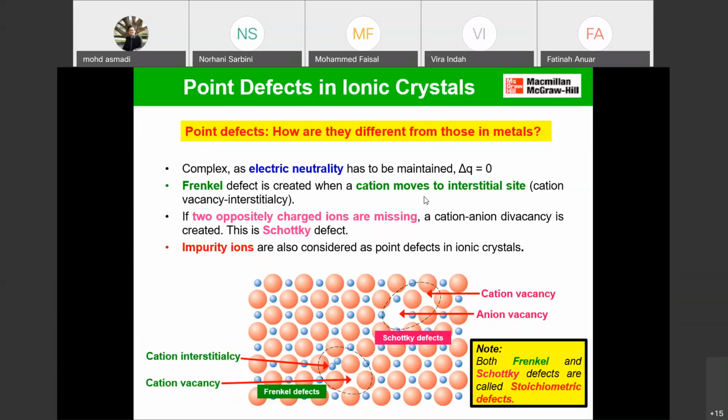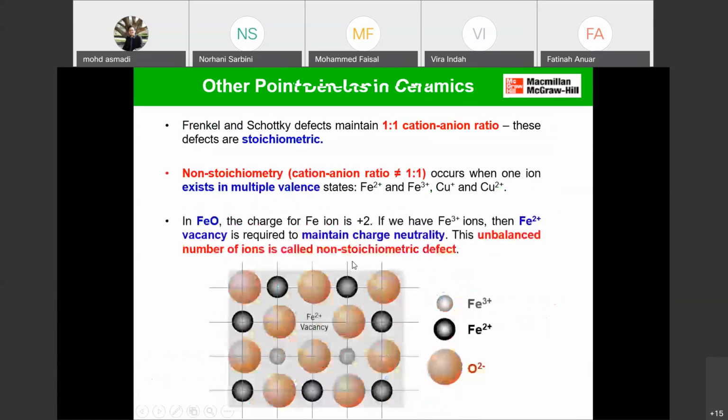So the other examples of stoichiometry defects, we look here. This is in ceramics: Frenkel and Schottky defects maintain the one-to-one cation and anion ratio. This is also what we call a stoichiometry defect. If you look at non-stoichiometry, the cation and anion ratio is not equal to 1:1. It occurs when one ion exists in multiple valence states.